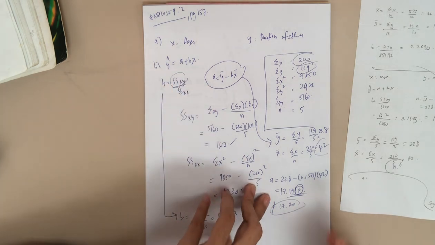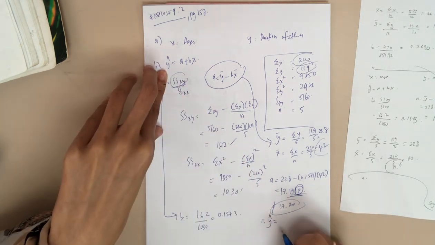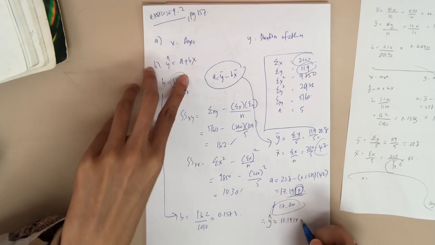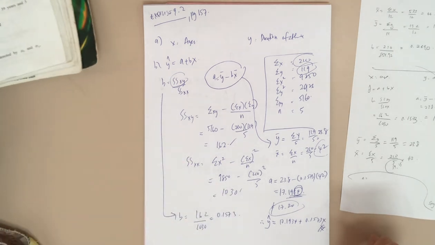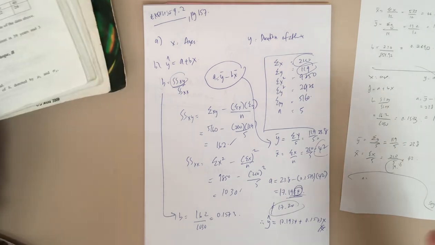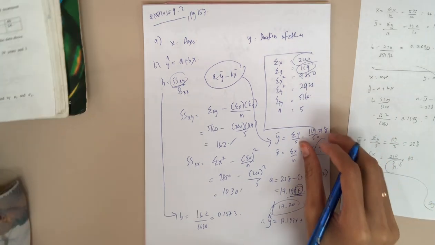So you get your A. Make sure you substitute again. The equation here is 17.1934 plus B, and what is your B just now? 0.1573x. So this is the answer for B. And therefore part C, interpret the values of A and B. So this is what I mean by using this template.